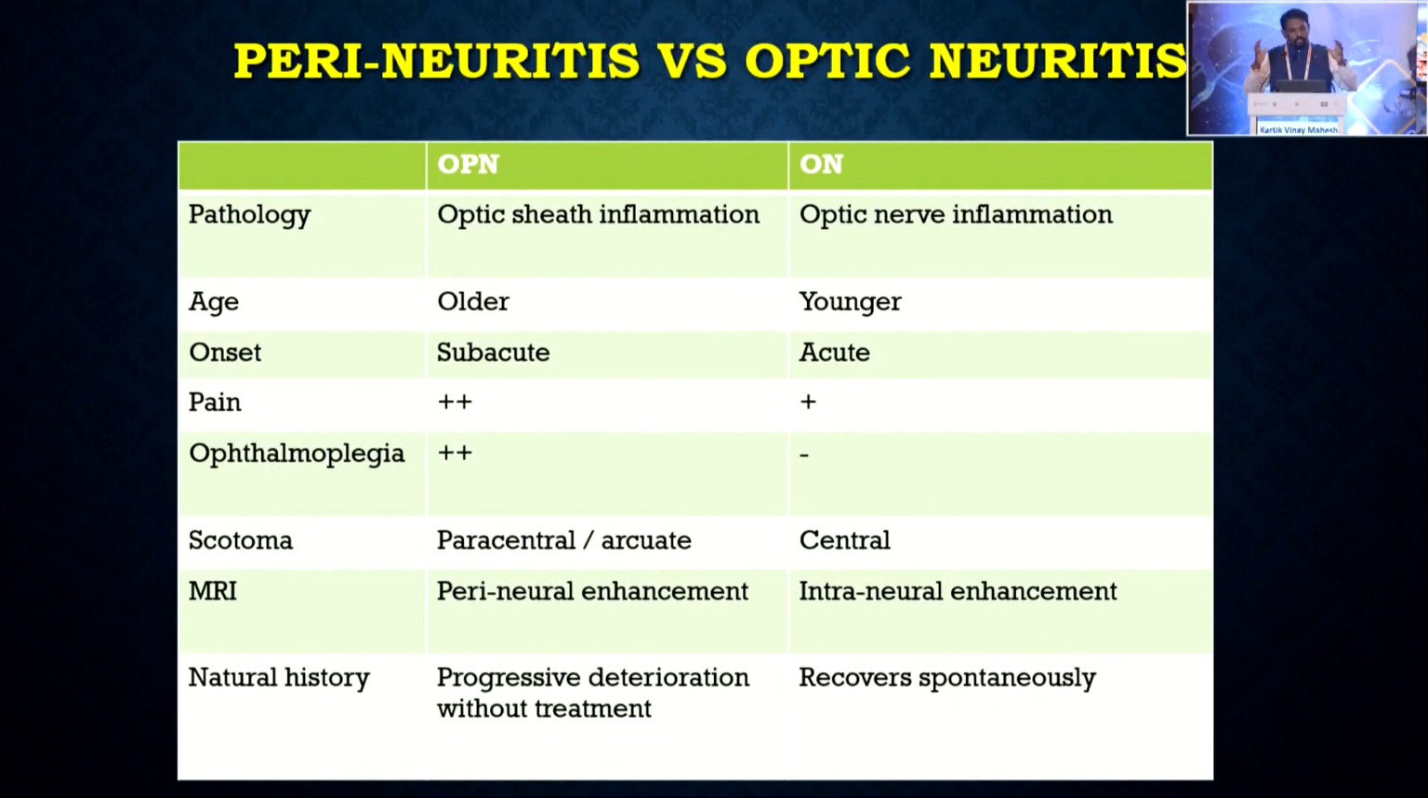The onset of the associated pain and ophthalmic picture is much more in the perineuritis group of patients. If there is significant perineural involvement, there's spreading of inflammation around the structures also. An exception to this rule is MOG optic neuritis, in which you have significant optic neuritis and perineuritis also.